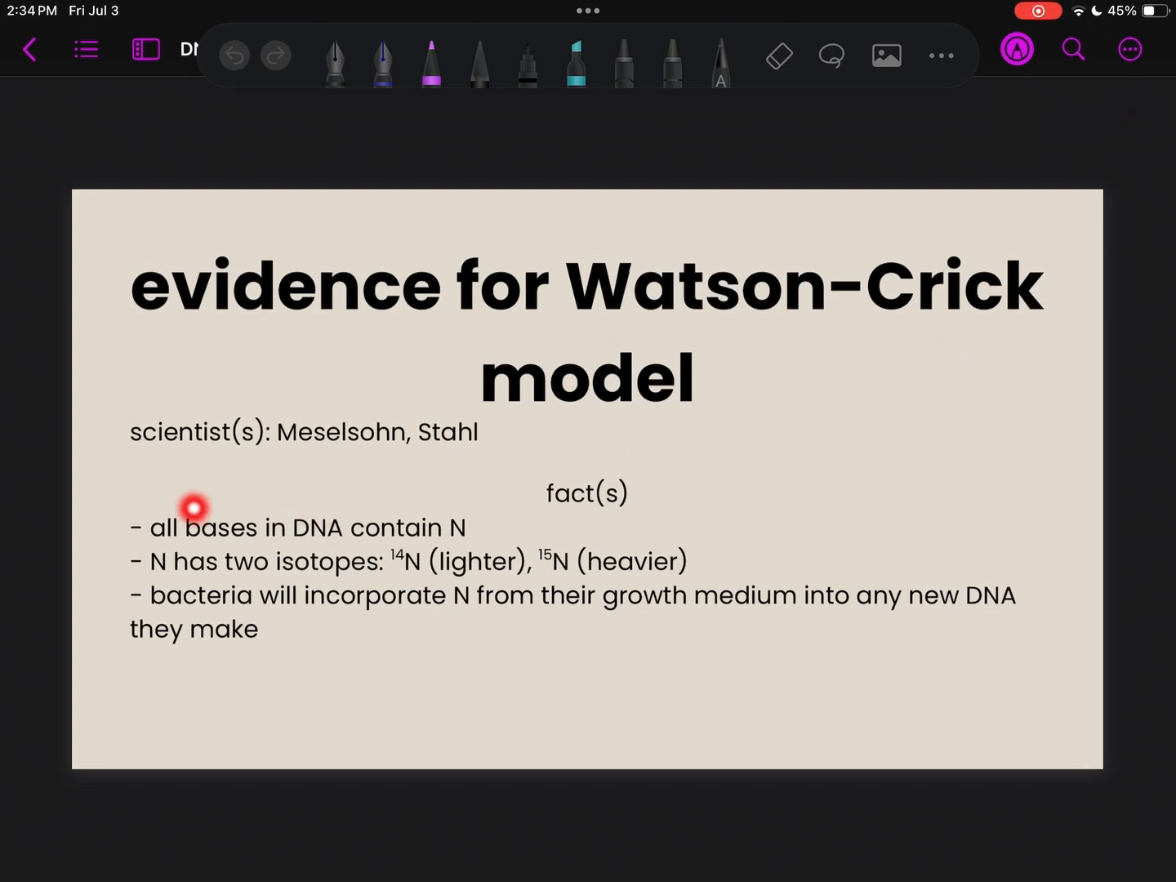And now we're moving on to the evidence for the Watson-Crick model, and this evidence was found by the scientists Meselson and Stahl. I'm sorry if I said their names wrong. I hope I didn't. But yeah, those two scientists.